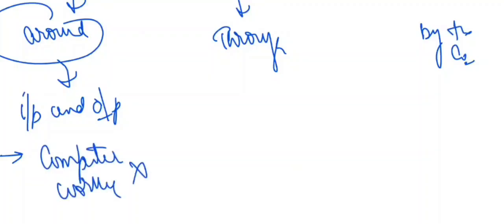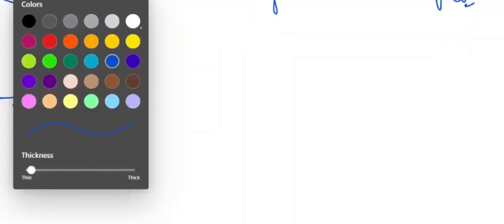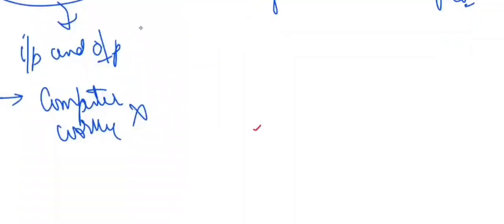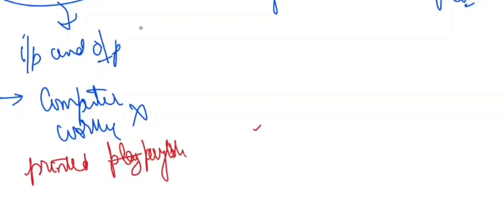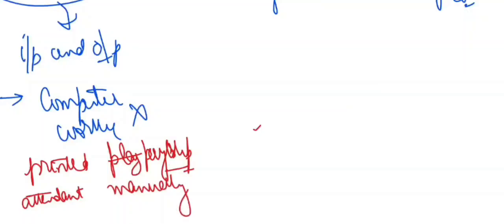So let me give you a simple example to make it clearer. Think of checking the printed payslip with attendance manually. Checking the printed payslip with attendance manually. Okay, so this is called audit around the computer. This is not used here.